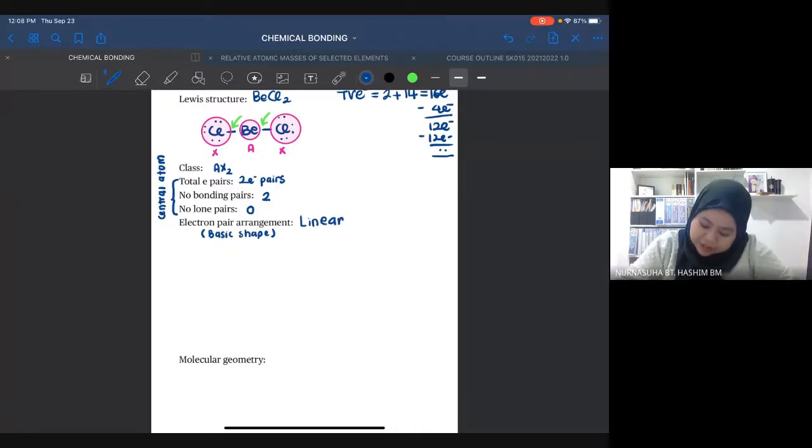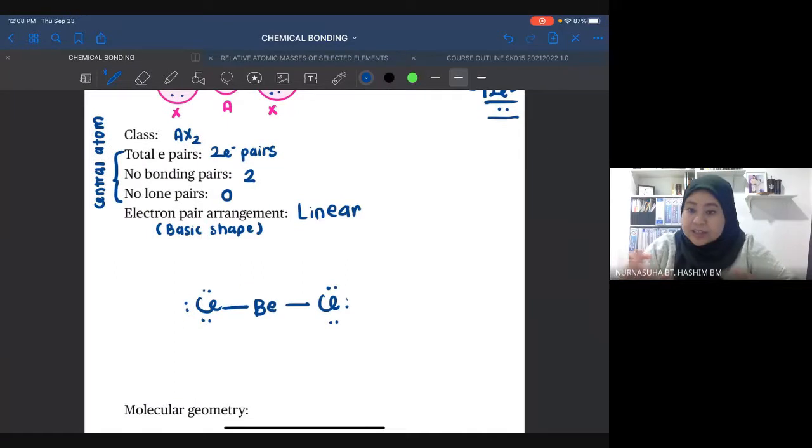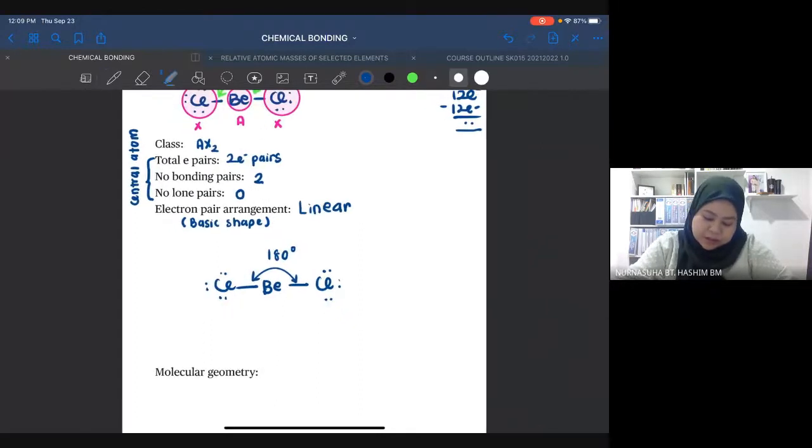So, kalau linear, samalah shape dia dengan yang kita lukis tadi. Cuma, bila kita nak lukis molecular geometry, you kena lukis shape yang betul and then you tambah dia punya bond angle. So the bond angle is 180 degree. Okay, so basically the molecule is linear and the bond angle is 180 degree. So molecular geometry adalah linear.